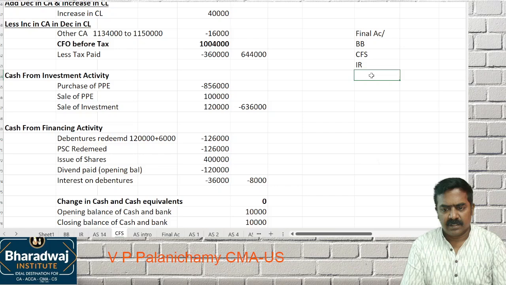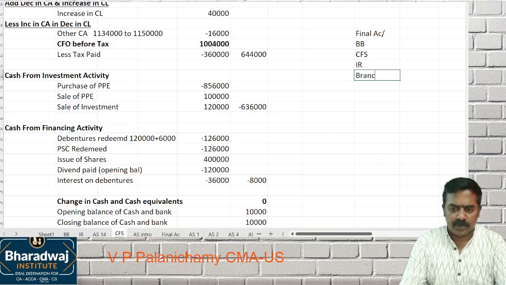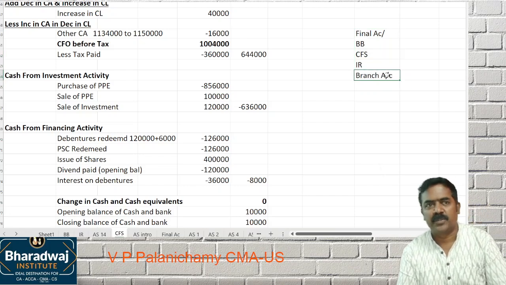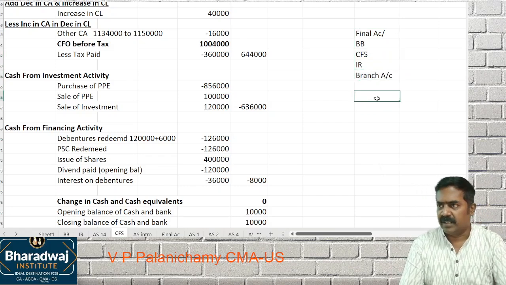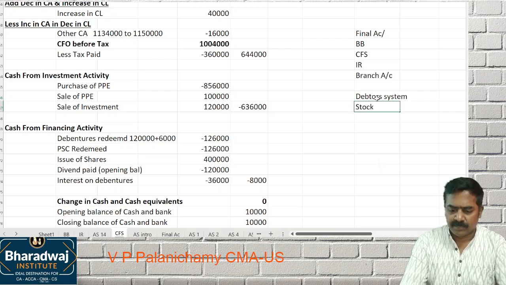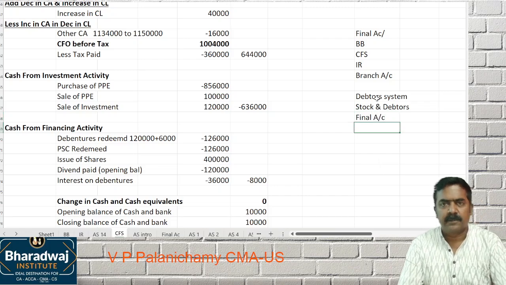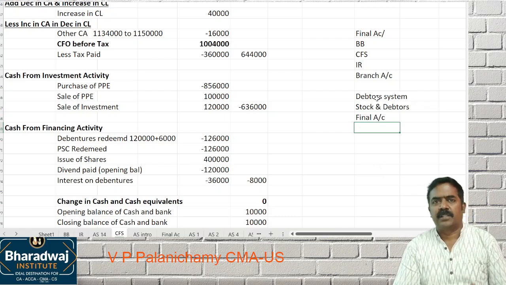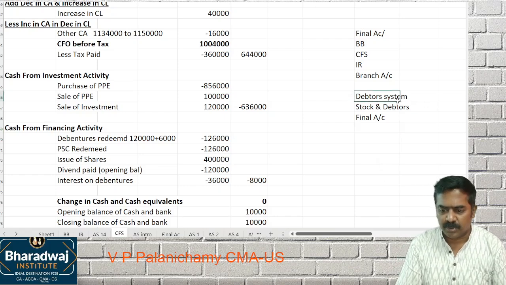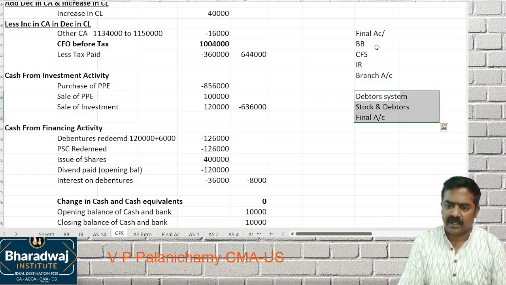Okay. Next, we'll move on to which one? Branch accounts. Not today. We'll do tomorrow. I request you to revise debtors system. Then which system? Stock and debtors method. Then final accounts method. Then in the final accounts method only, your independent branch or foreign branch is going to come. So just go through the notes on debtors system, stock and debtors system, final account system.